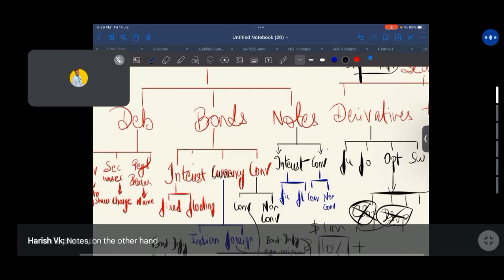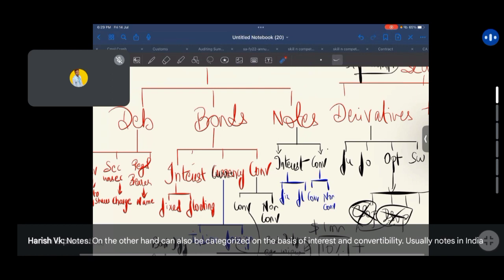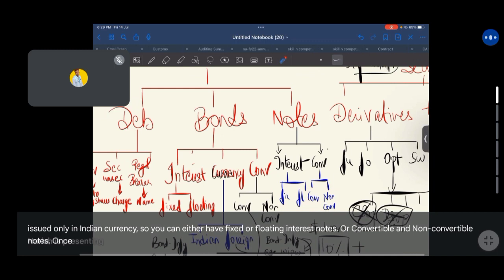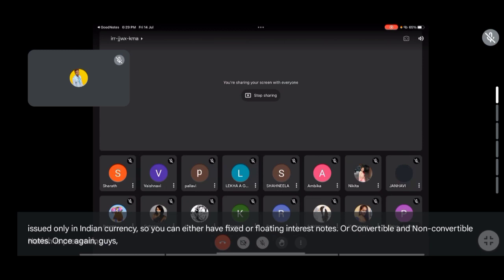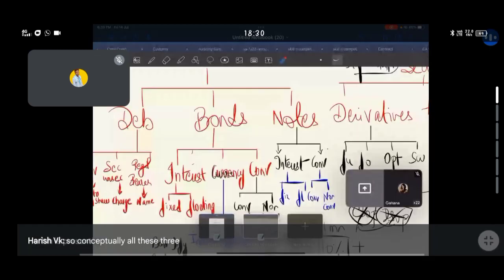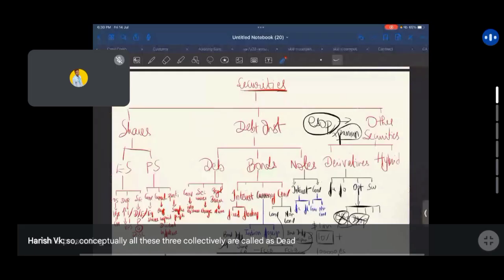Notes, on the other hand, can also be categorized on the basis of interest and convertibility. Usually, notes in India are issued only in Indian currency. So you can either have fixed or floating interest notes, or convertible and non-convertible notes. One second, guys. They are called debt instruments.